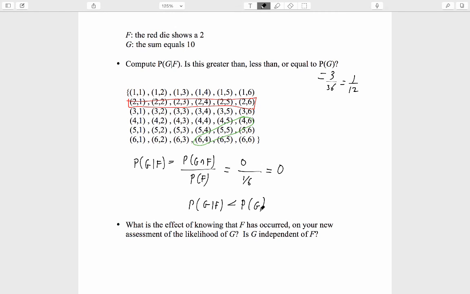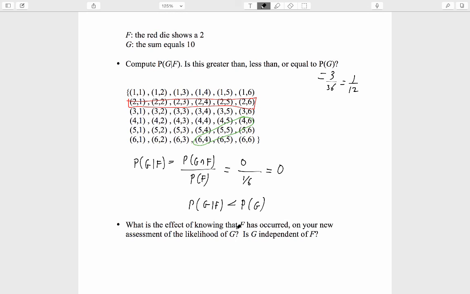Once again, if you think about it, this makes sense. Before the red die ever popped out of my hand and displayed a 2, I had a certain idea of how likely it is that the sum will equal 10. That idea was 1/12. But now that the red die has popped out of my hand and displayed a 2, that changes my assessment of my chances of rolling a 10. It's now become impossible. Once one of the dice shows a 2, there's no way the sum could be as large as 10. So the occurrence of F, the appearance of a 2, causes the event G to become impossible. So my new assessment is indeed less. I become much more pessimistic about the chance of G happening in light of F occurring than I was before I knew anything about F.